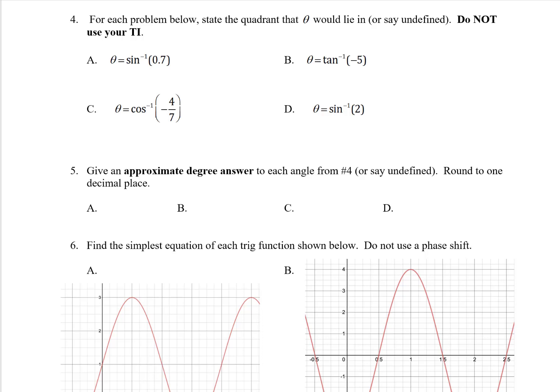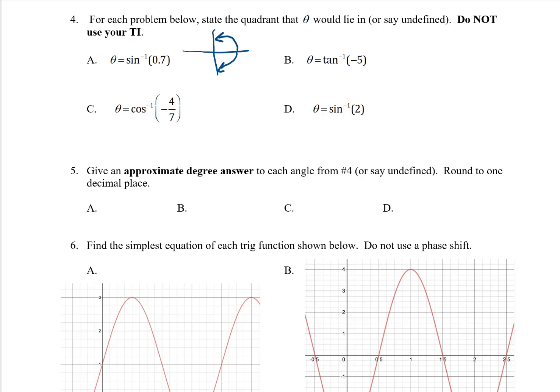Problem number 4. Theta in each of these problems represents an angle, and we want to state in which quadrant the angle lands without using the calculator. The reason we can do that is that the inverse trig functions only know about a few angles. For example, in part A, the inverse sine function, the 0.7 is a ratio being stuck into the inverse sine function. Inverse sine only knows about angles between negative pi over 2 and positive pi over 2.